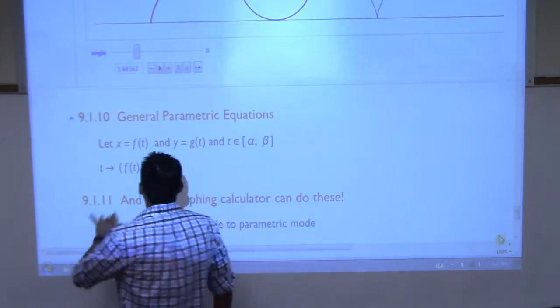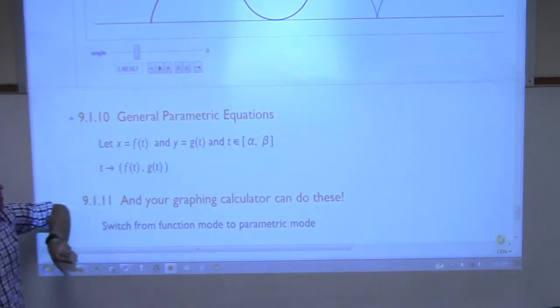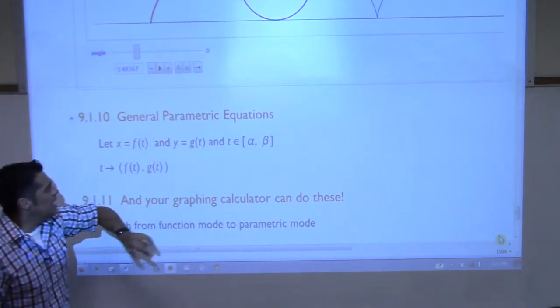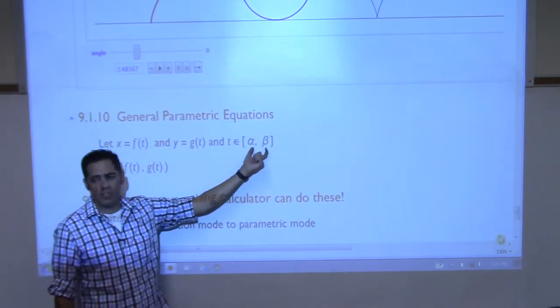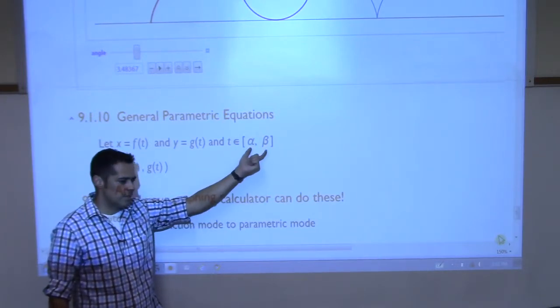you're going to have to come up with parametric equations. You have to define the x-coordinate somehow. You've got to define the y-coordinate somehow, and then possibly put restrictions on your time. This isn't always necessary, but sometimes you need to restrict the time interval.